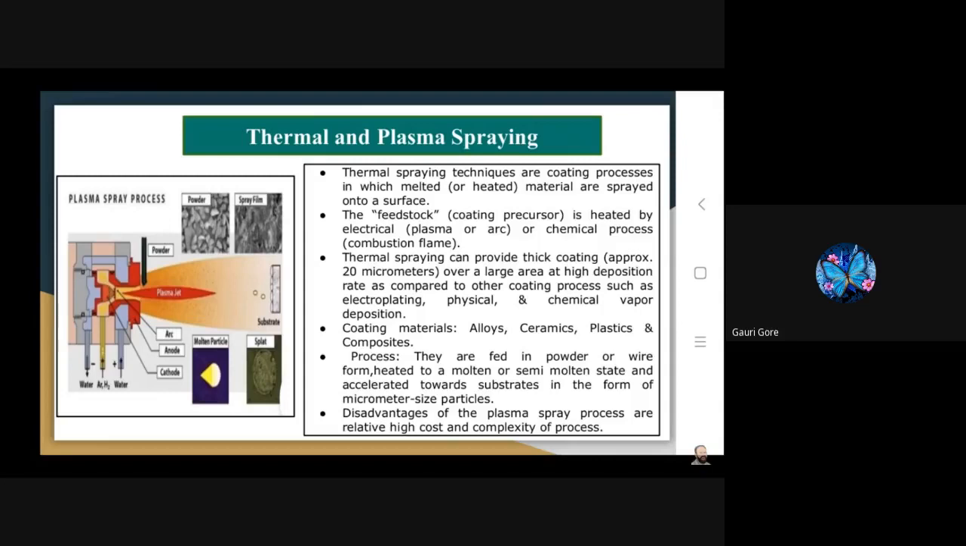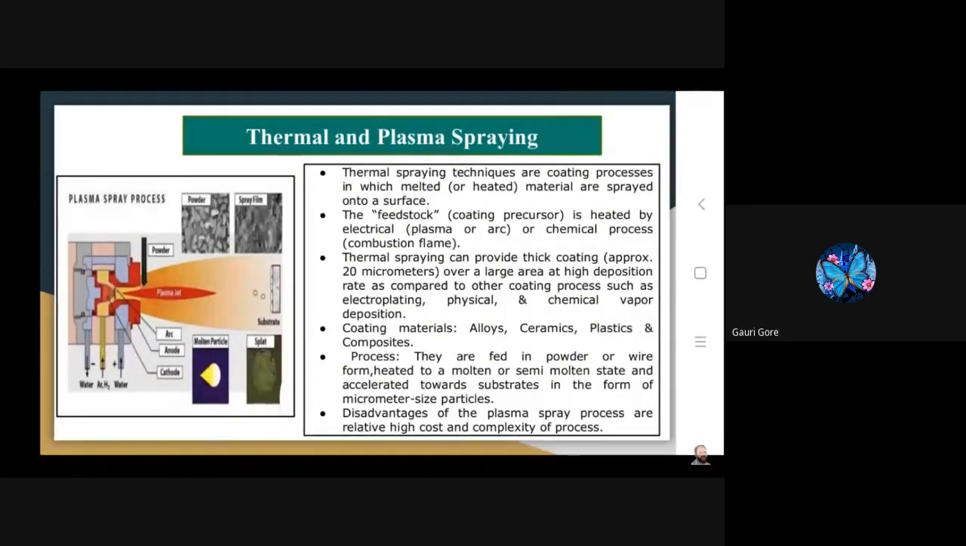In this coating process, melted or heated material is spread onto the surface, and the feedstock, that is the coating precursor, is heated by electrical, plasma, arc or chemical processes, using a combustion flame. Thermal spraying can provide thick coatings, approximately 20 micrometers, over a large area at a high deposition rate, compared to other coating processes like electroplating, CVD or PVD. The coating materials are alloys, ceramics, plastic and composites. In this process, they are fed in powder or wire form, heated to a molten or semi-molten state and accelerated towards the substrate in the form of micrometer size particles.